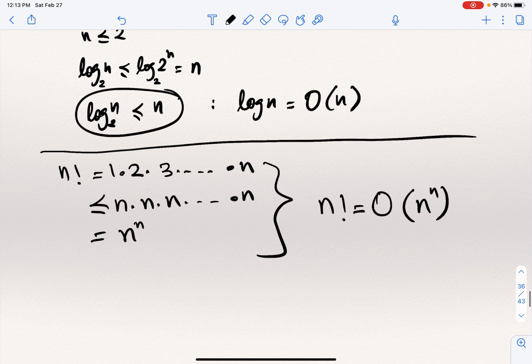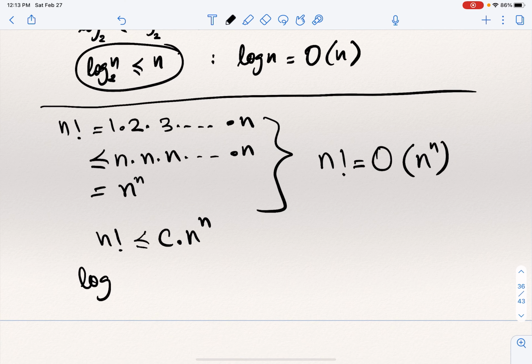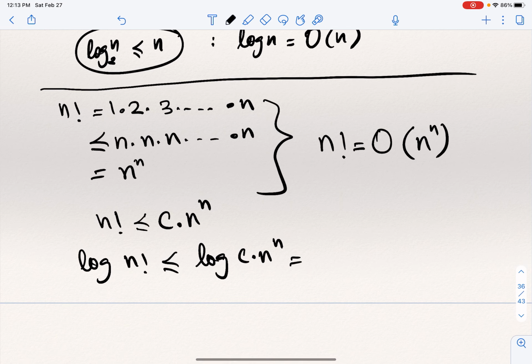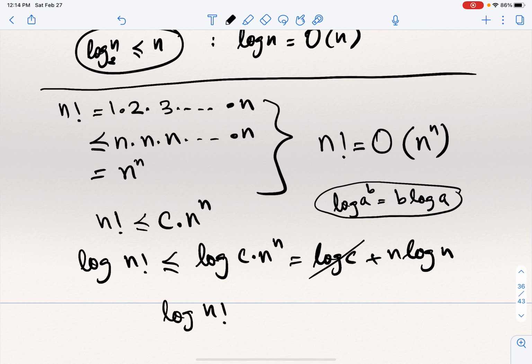In other words, we have n factorial smaller than or equal to c times n to the n. Now, if you take the log of both sides, the log of n factorial is smaller than the log of c times n to the n. Using log rules, this is log of c plus n log n, because please remember, log of a to the b equals b log a. This is an important rule. So this is a constant, I can drop it. So log n factorial equals O of n log n.